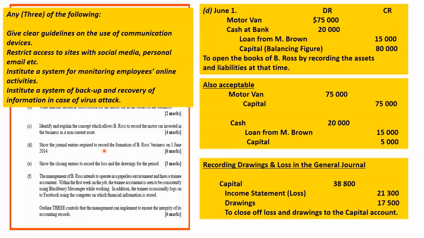Okay, they require three. I give you four here. One, you give clear guidelines on the use of communication devices. You should make it clear to the employee what your guidelines are for the use of communication devices. Two, restrict access to sites with social media, personal email, etc.